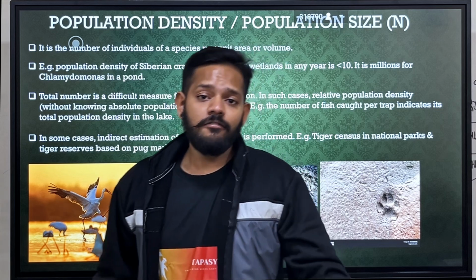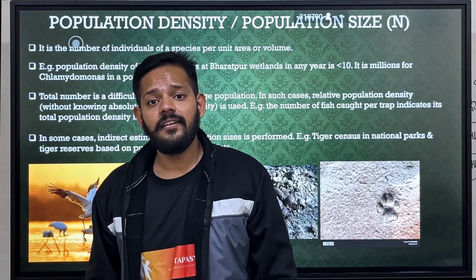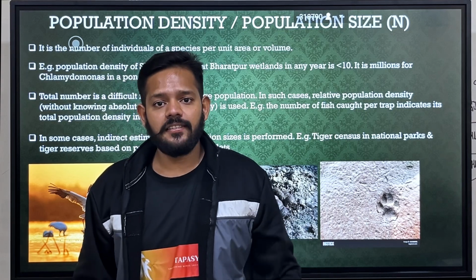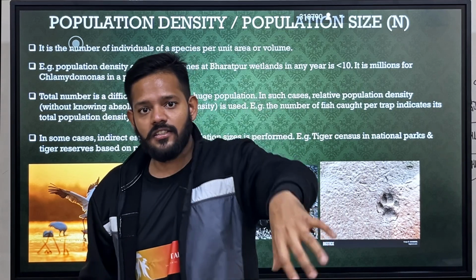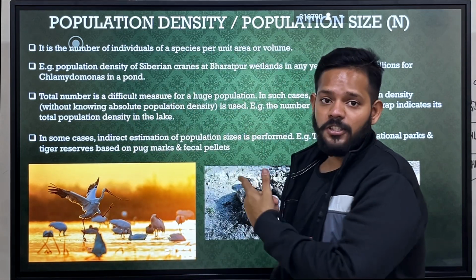In India, West Bengal is a highly densely populated state, while some states like Rajasthan and MP have less density. Their area is large, but the population is very low. Okay, so this is your population density.